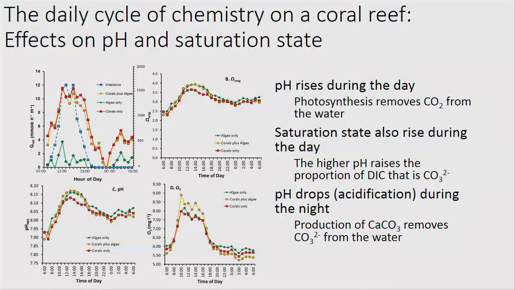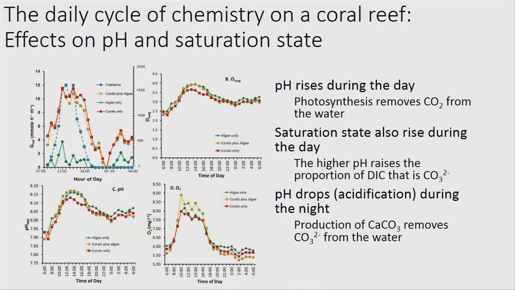So in the daytime, photosynthesis wins out over carbonate production, and that causes there to be a rise in pH, whereas at night time, photosynthesis loses because it goes to zero, so pH falls.